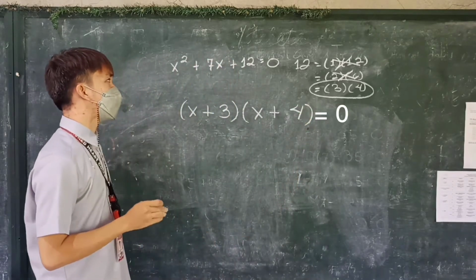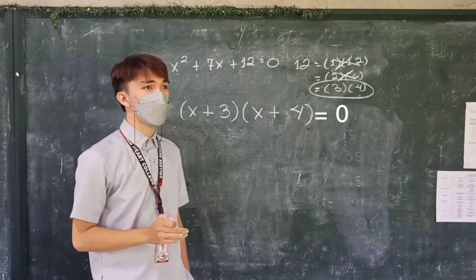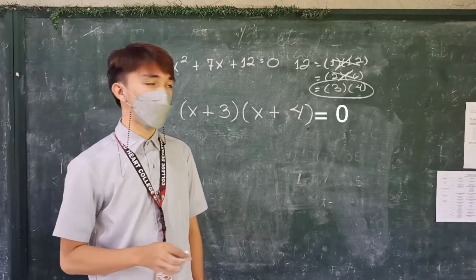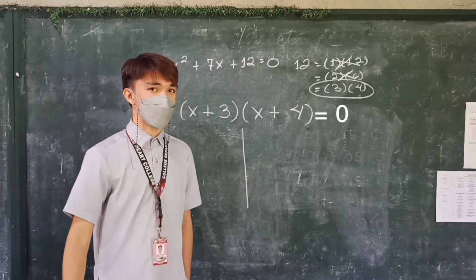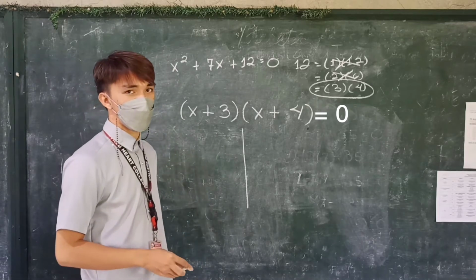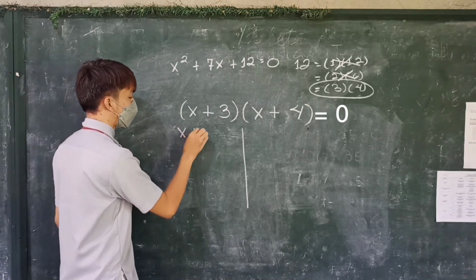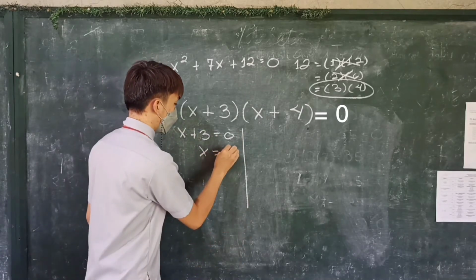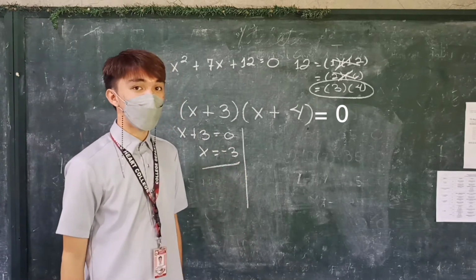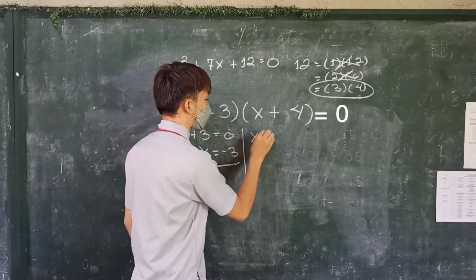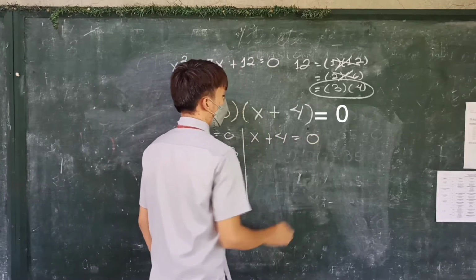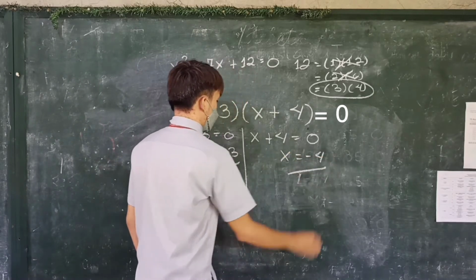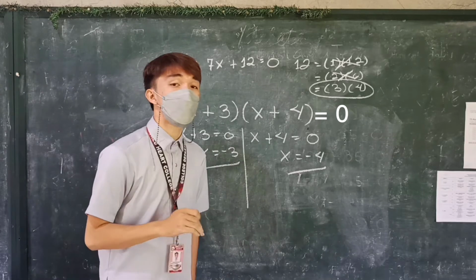So the factored form of x squared plus 7x plus 12 equals 0 is the quantity x plus 3 times the quantity x plus 4. Now it's time to look for the values of x, or the roots. So equate both factors to 0. First we have x plus 3 equals 0. Transpose positive 3, it will become negative 3. So the first value of x is negative 3. Next we have x plus 4 equals 0. Transpose positive 4, it will become negative 4. So the roots are negative 3 and negative 4.